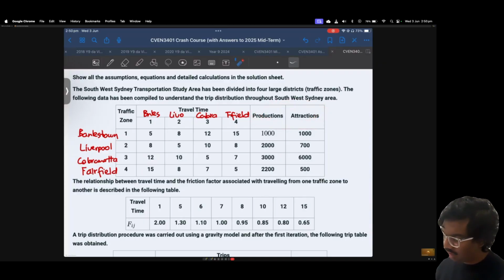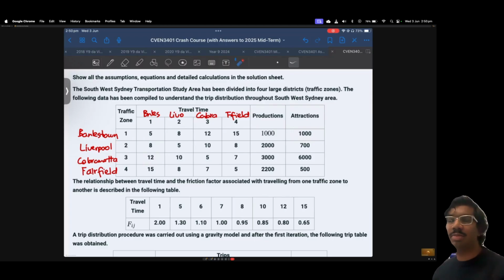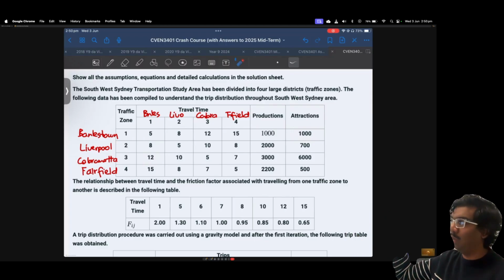So every single day, Bankstown is producing 1,000 journeys. 1,000 people are leaving Bankstown. Obviously, that's not true, but, and then every day, 1,000 people arriving in Bankstown. So the implication here, maybe 1,000 people live in Bankstown and they're going to work. But then maybe 1,000 people work in Bankstown, so they're arriving in Bankstown to work.